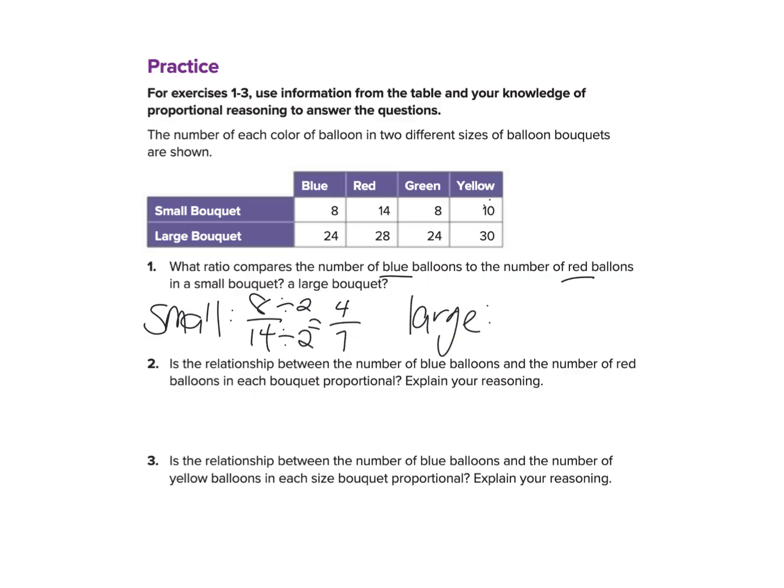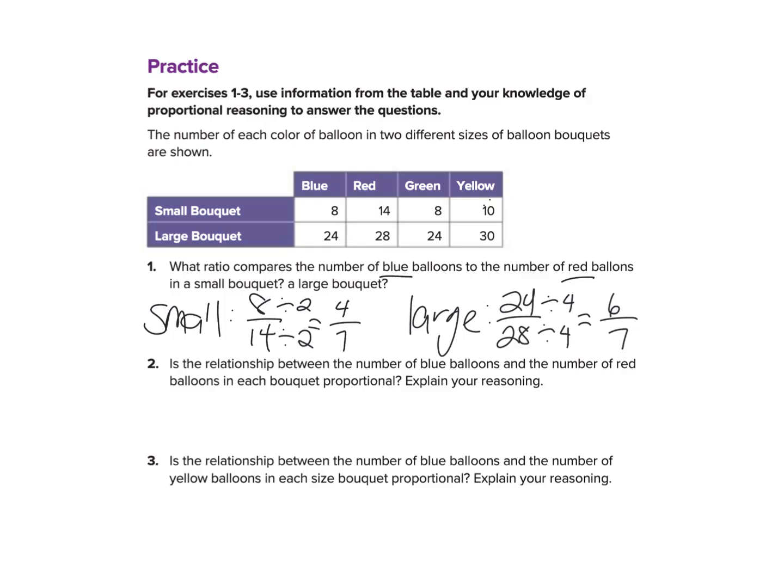So for the large bouquet, we have 24 blue balloons, and that is compared with the 28 red balloons. We can simplify this fraction again. So I can divide both 24 and 28. The biggest number would be 4 for both of these. So 24 divided by 4 is 6, and 28 divided by 4 is 7. So that is our ratio.